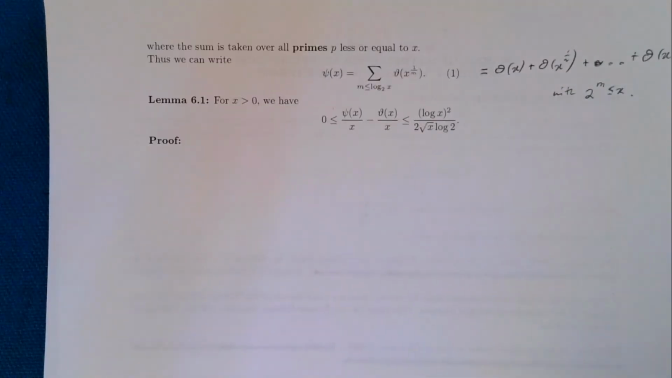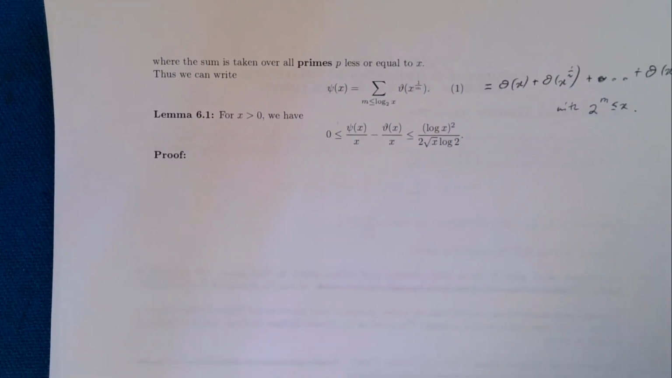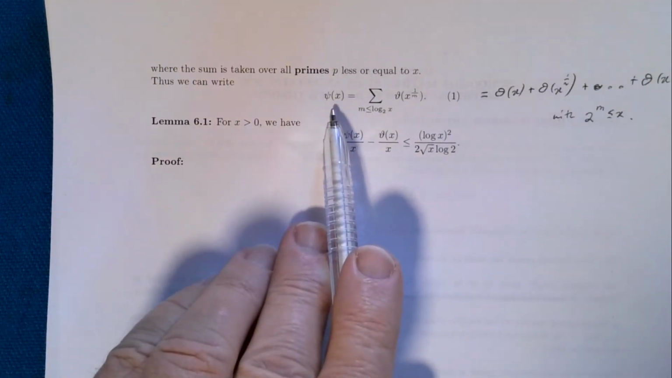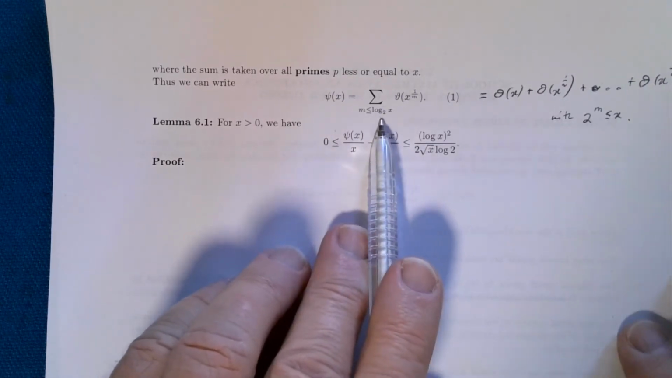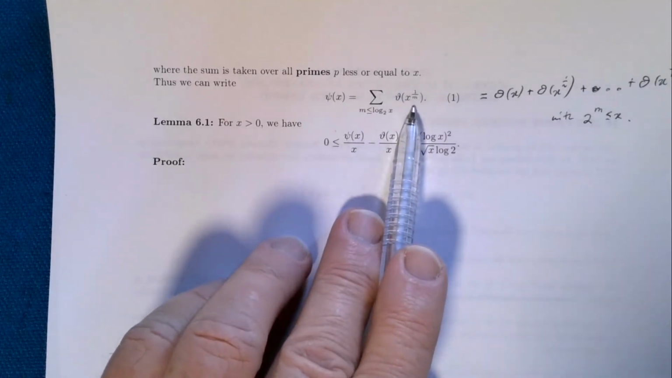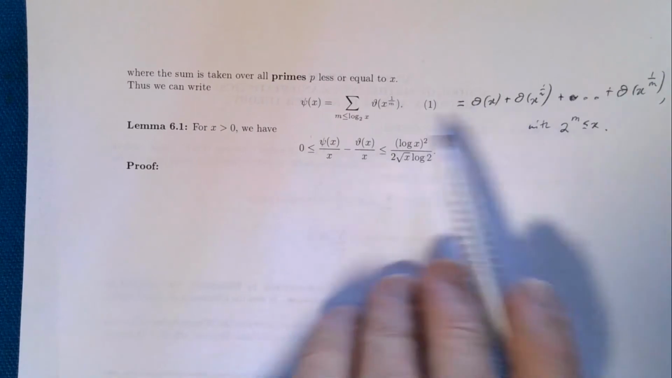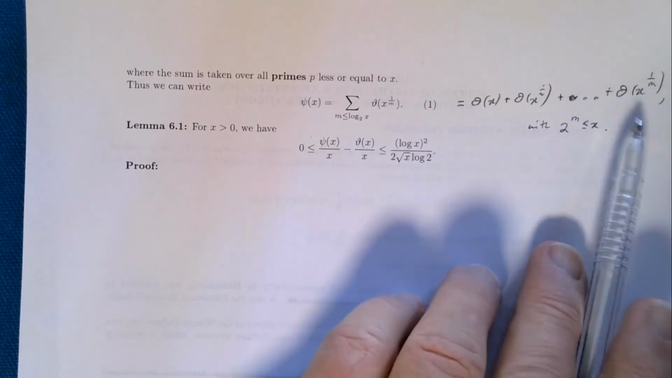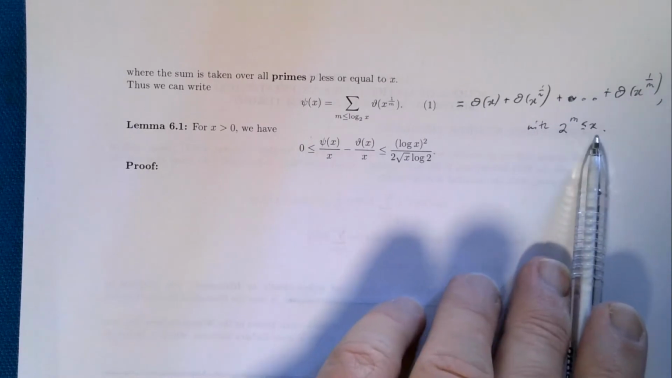As I mentioned, that sum is taken over all primes p less or equal to x. Now that means we can go back and rewrite our psi of x. We can write that as the sum of m less or equal to log of x to the base 2, of theta of x to the 1 over m. That's worth writing out in a little bit of detail. So psi of x is theta of x plus theta of x to the half plus and so on up to theta of x to the 1 over m, where 2 to the m is less or equal to x.